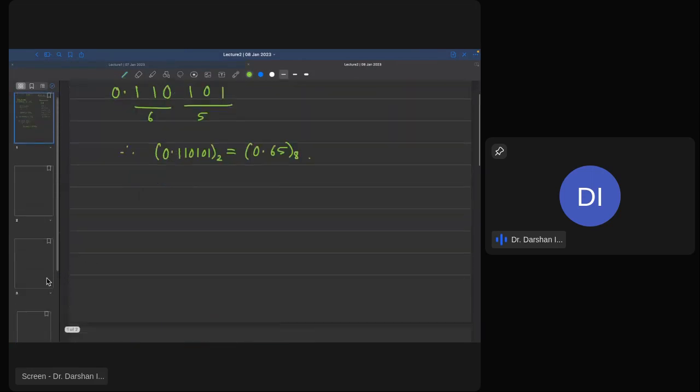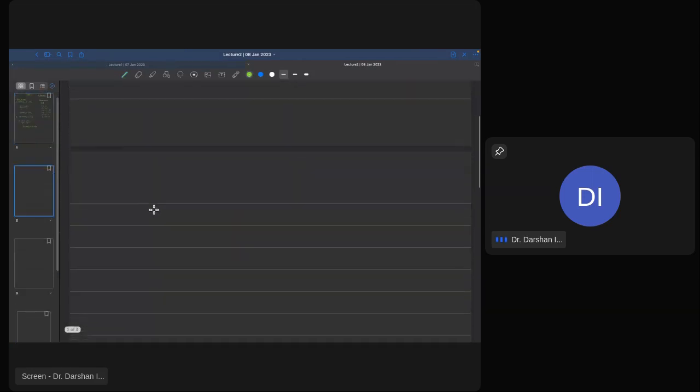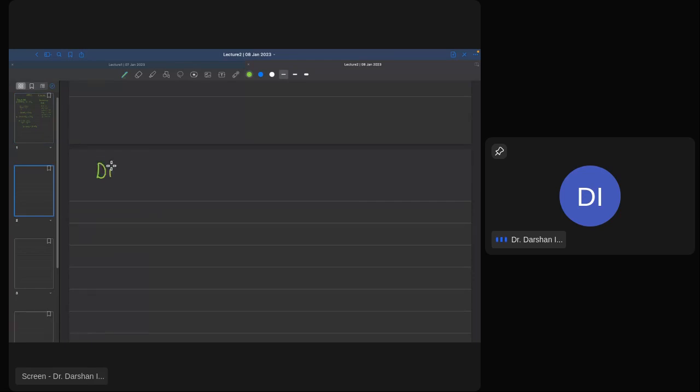Today we have to start with divisibility rules. We studied it during school. Okay. So what is exactly the divisibility rule that we study? Number 1.